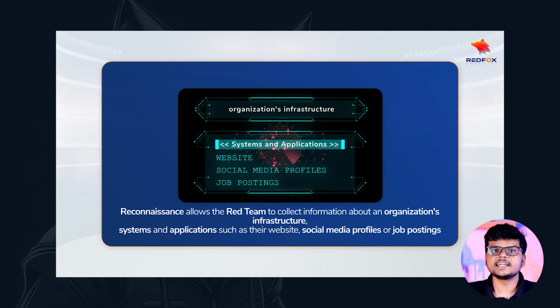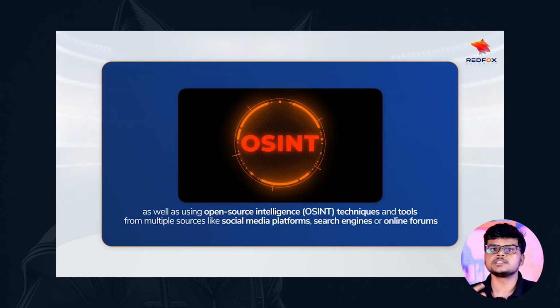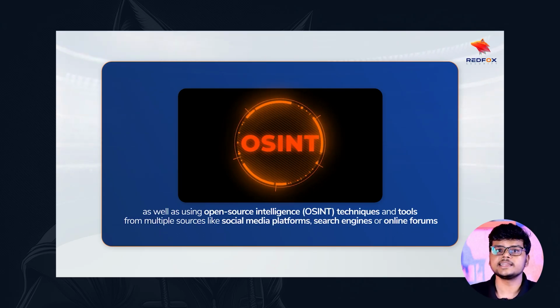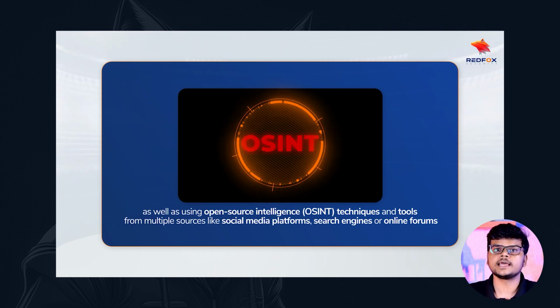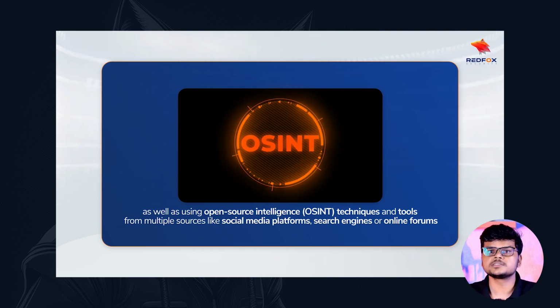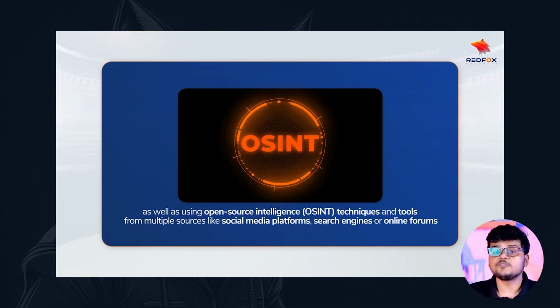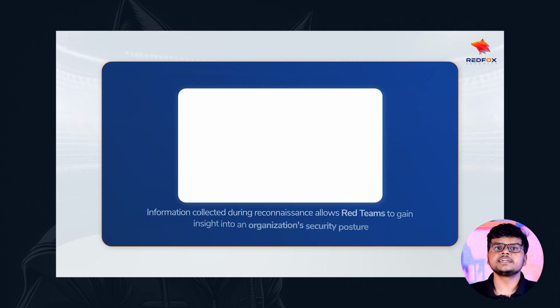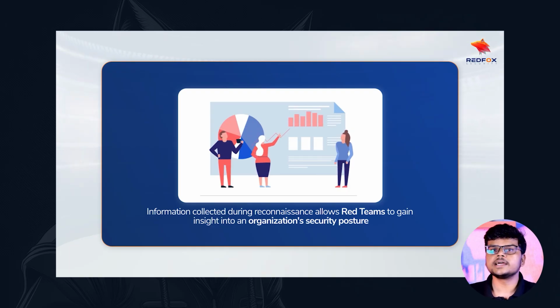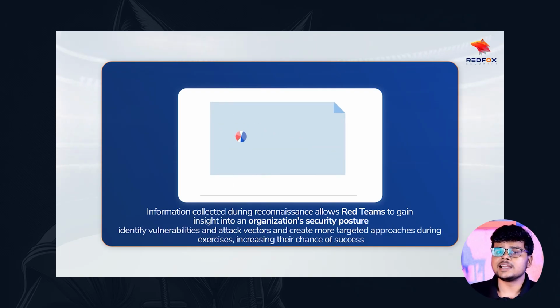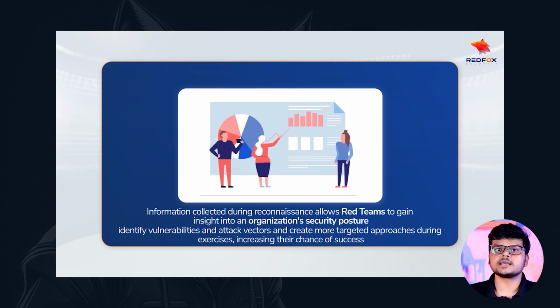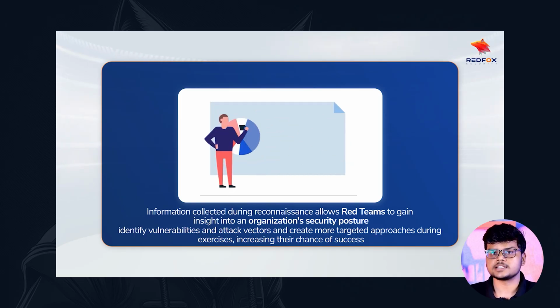Reconnaissance allows the red team to collect information about an organization's infrastructure, systems and applications such as their website, social media profiles or job postings, as well as using open source intelligence techniques and tools from multiple sources like social media platforms, search engines or online forums. Information collected during reconnaissance allows red teams to gain insight into an organization's security posture, identifying vulnerabilities and attack vectors, and create more targeted approaches during exercises, increasing the chance of success.